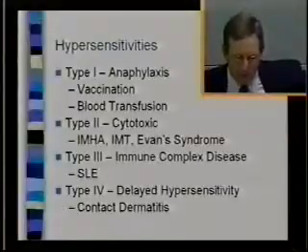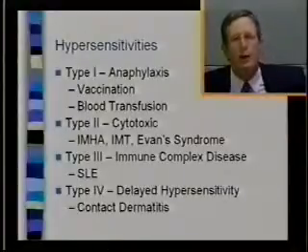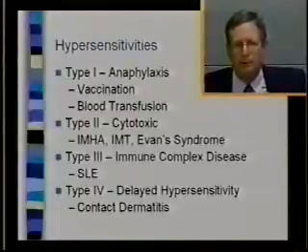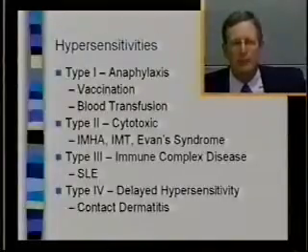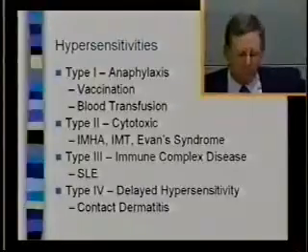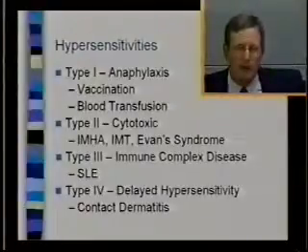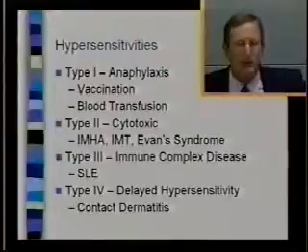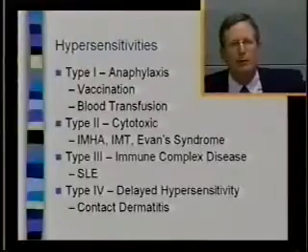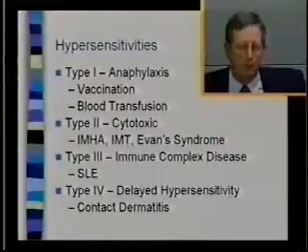And the last is a type 4 hypersensitivity, which is not mediated by antibodies. Types 1, 2, and 3 are all antibody-mediated. Type 4 is a cell-mediated immune response, and it's known as a delayed type hypersensitivity. An example of that would be contact dermatitis or flea bite dermatitis. All right, if we could switch now to the slides.